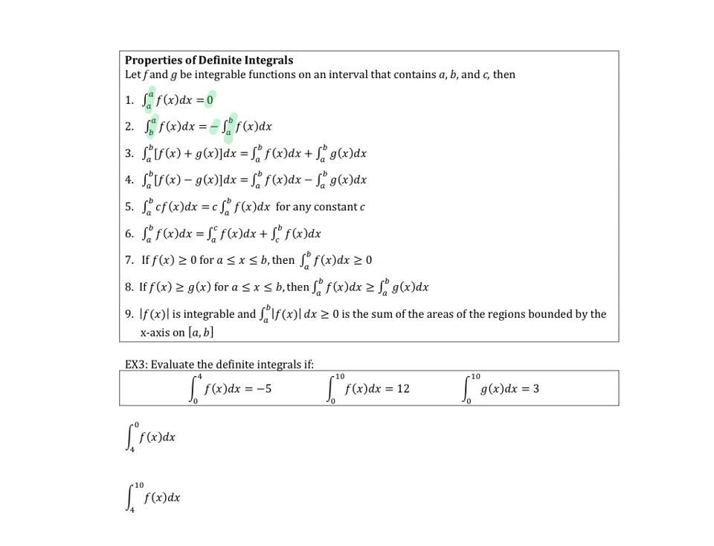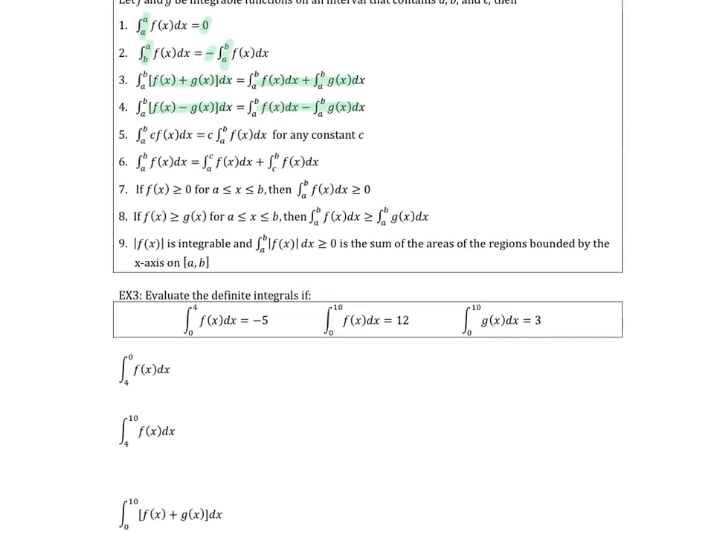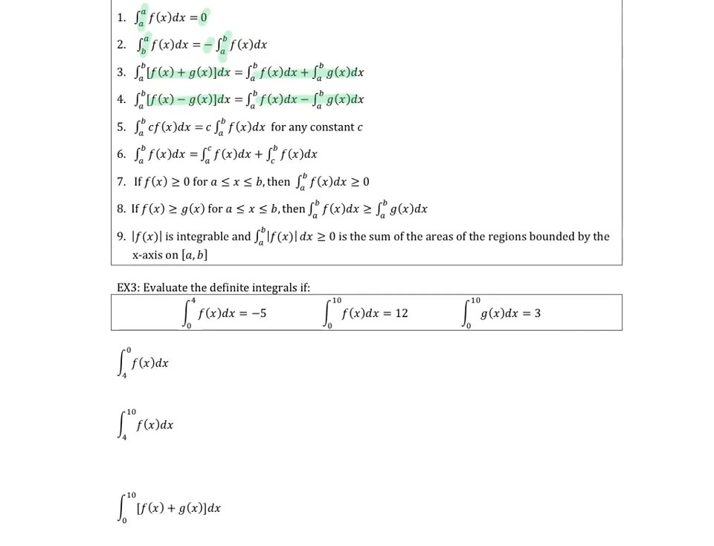Property 3 and 4, that would be the same thing that we had for indefinite integrals. Whenever you're adding or subtracting, you can break it up into 2 integrals. Property 5 is a property we had with indefinite integrals as well. It says that if you have a constant, you can bring it out in front. So again, this is a property we had previously with indefinite integrals.